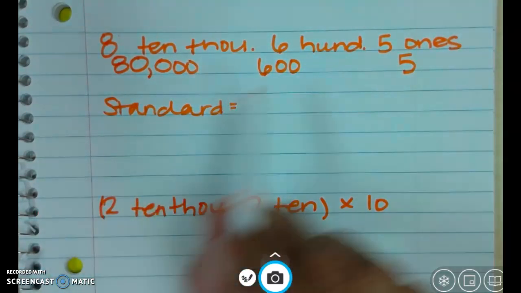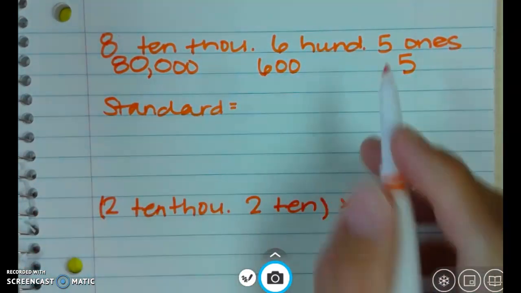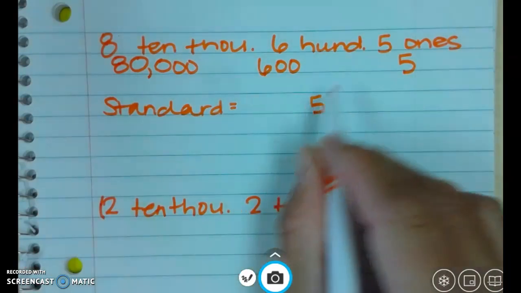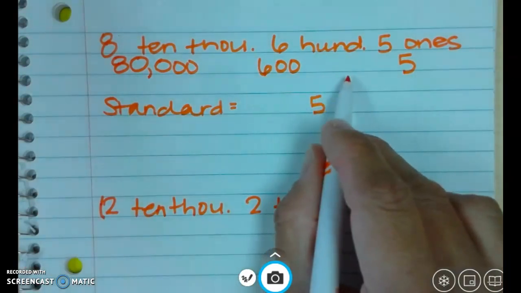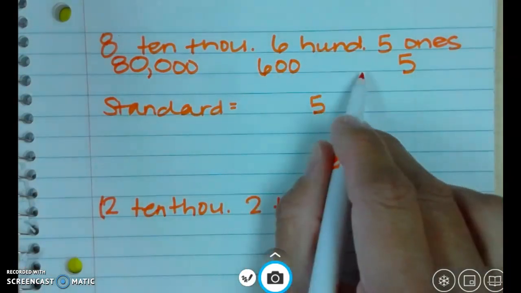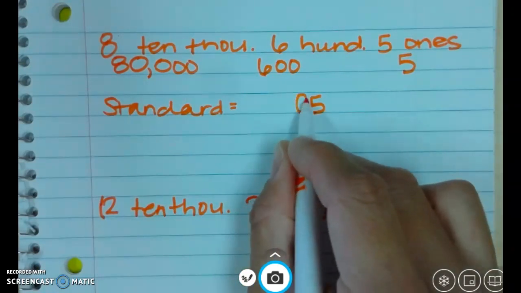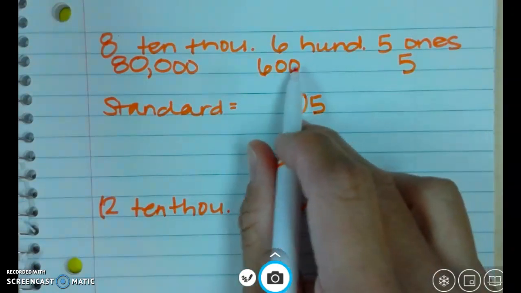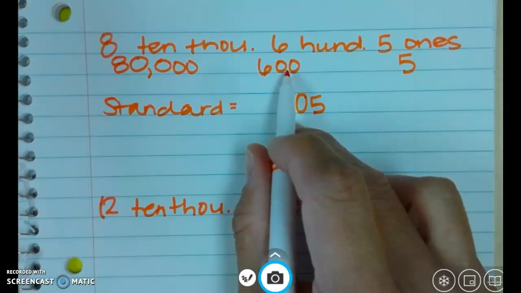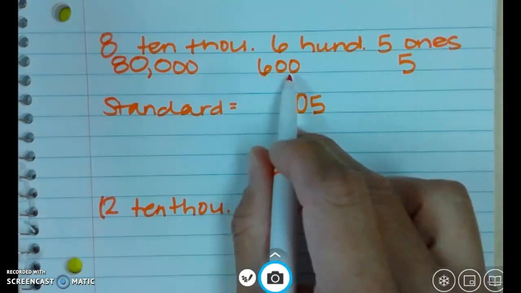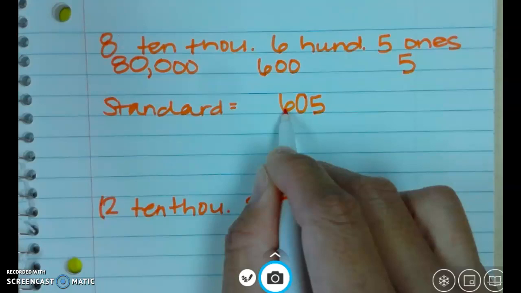Okay, so I know 5 is a 1, so I'm up in the ones place. Do I have any tens? No, I have hundreds, but no tens. So I'm going to put a 0 in the tens place to hold its place. Then next in the place value is hundreds. Well, I have 6 of those, so I'm going to put a 6 in the hundreds place.